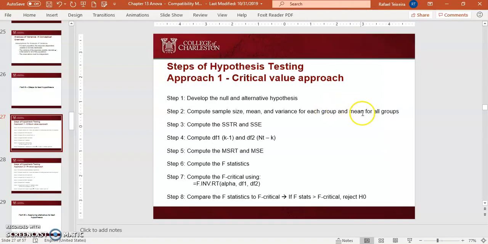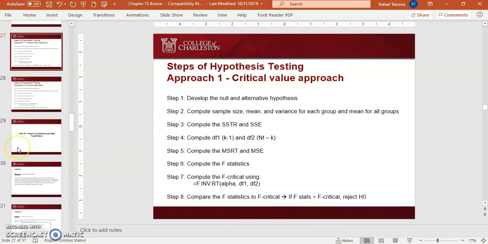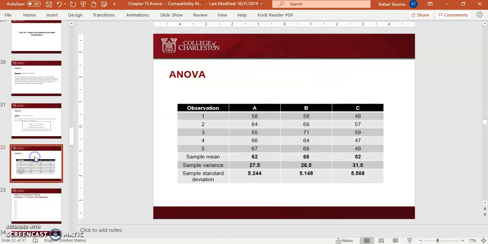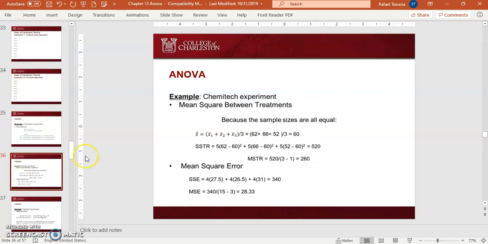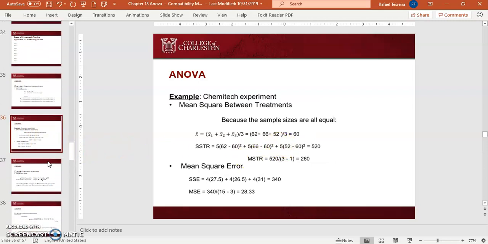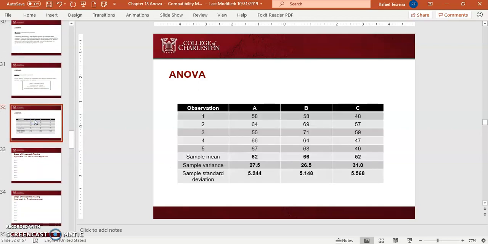And then after that, you compute the mean of the means for all groups. How do you compute the mean of the means for all groups? So let's go back there. I don't have the mean of the means. Let's compute it together. To compute the mean of the means in this case, because all groups have the same number of observations, you simply sum the sample means and divide by 3.